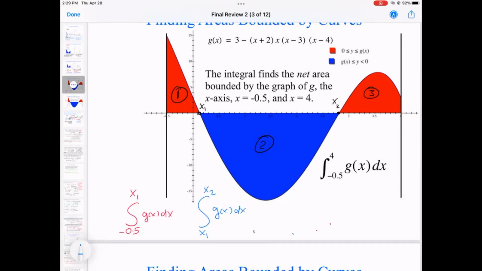But what's the sign of this integral? Negative. So to get the area, I have to multiply by negative 1. This is negative, so I'm multiplying by negative 1 to get a positive number, because for the area I have to have a positive number. So that's negative accumulation.